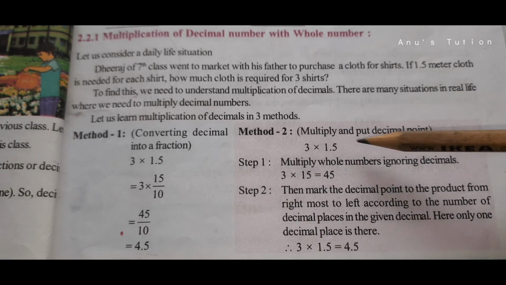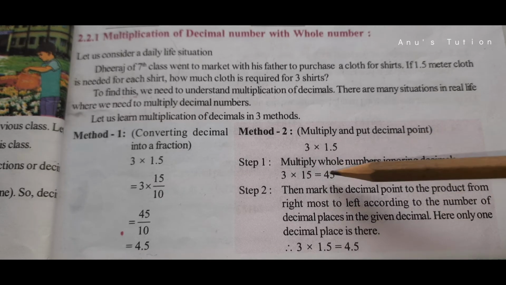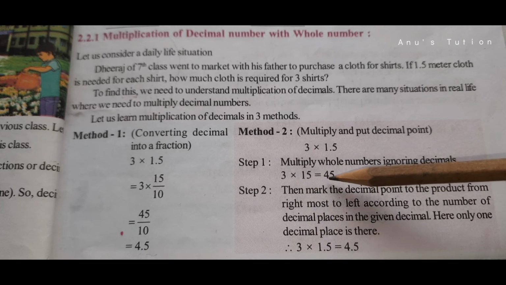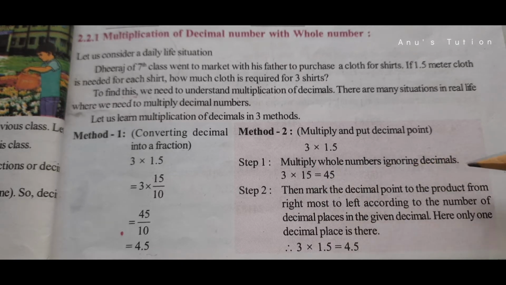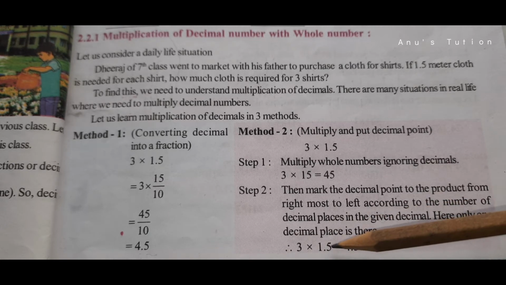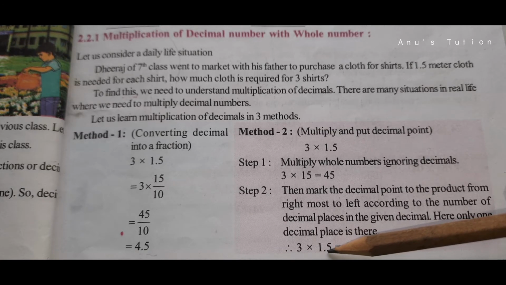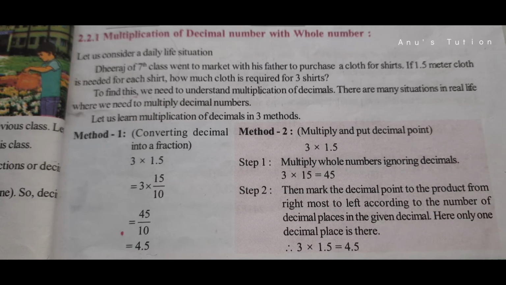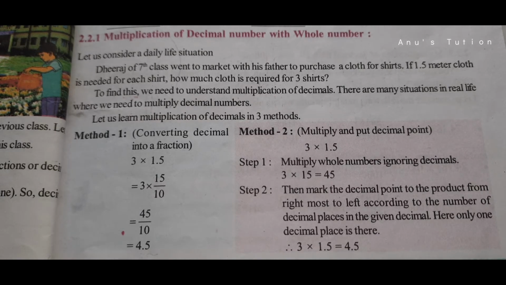Next, method 2: multiply and put decimal point. Multiply whole number ignoring decimals. Okay, 3 into 15 is equal to 45. Then mark the decimal point in the product from the rightmost to left according to the number of decimal places in the given decimal. Here only one decimal place is there, only one decimal number which is to the right of the point. That's why we will get 4.5. Okay, these are the two processes of multiplying the decimal number with the whole number.